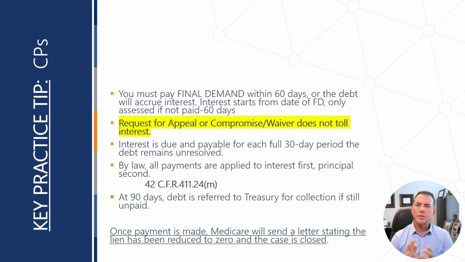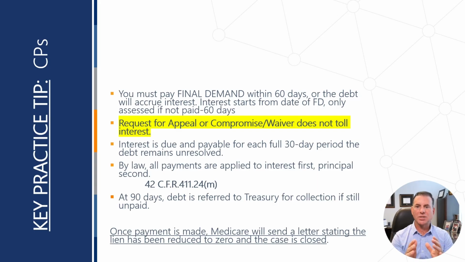So some key takeaways from what we've just talked about: once Medicare issues the final demand, you only have 60 days to pay that debt, or it will accrue interest. Interest starts from the date of the final demand, but it's only assessed if not paid within 60 days. Remember that requesting an appeal or compromise or waiver does not toll the interest from running. It will keep accruing, and it's due and payable for each full 30-day period the debt remains unresolved.